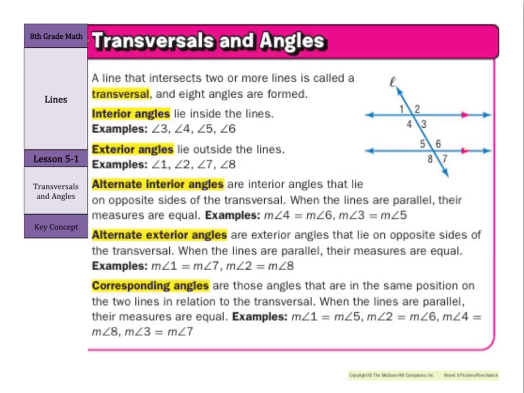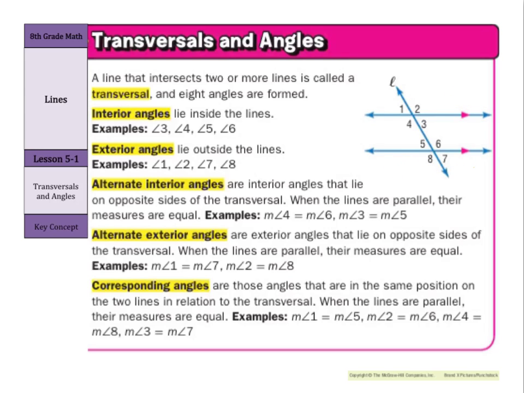Now, exterior angles, again, they lie outside the lines. So if you stick your hand straight up in the air, the areas just to the right of your arm or left of your arm, that's outside your arm. Well, this area here outside the lines, that's the exterior. So 1, 2, 7, and 8 are exterior angles, again, because they lie outside of these lines. Go ahead and erase these.